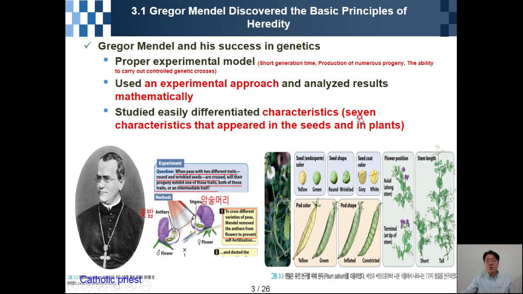And he also studied easily differentiated characteristics. He used 7 characteristics that appeared in the seed and plant. For example, the first one is seed color, yellow or green. The second one is seed shape, round or wrinkled. The final one is stem length, short or tall. Because of these 3 criteria, he could discover the basic principle of heredity.